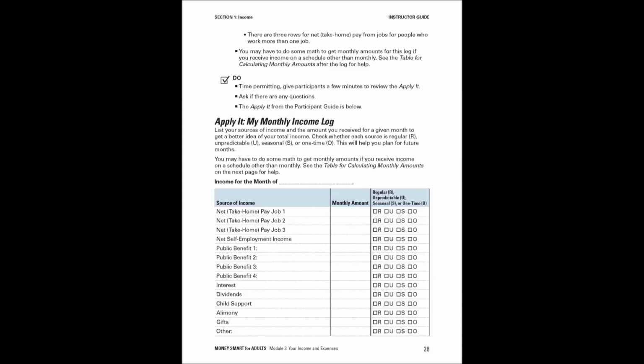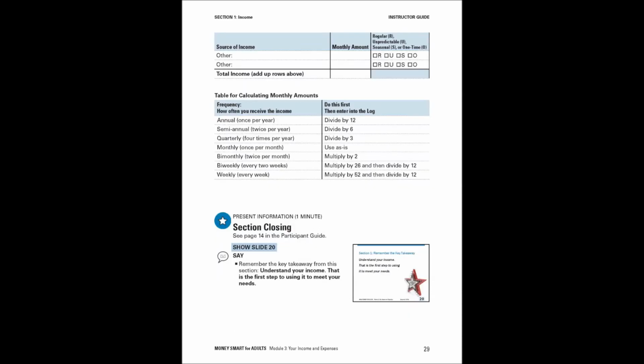Now, sometimes the income frequency is not really listed on a monthly basis. And so there is a table for calculating monthly amounts on the next page for them to do. As a matter of fact, it's at the end of the actual worksheet. They'll be able to see that. And it's shown here in the instructor guide as well as in the participant guide, but it gives them an opportunity to convert all of their income sources into a monthly amount. And so they're going to list their monthly amount and, of course, then check the appropriate box.